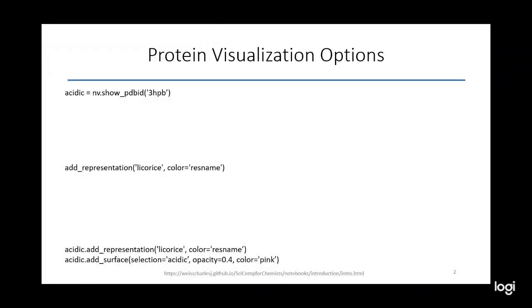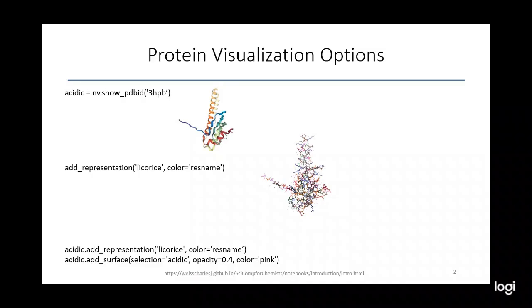In session 6, we explored several protein visualization options. For instance, we could visualize the protein in default cartoon view. We could visualize the ball and stick model with different amino acid residues colored differently. We could also add on surface view to specific acidic regions on the ball and stick model.